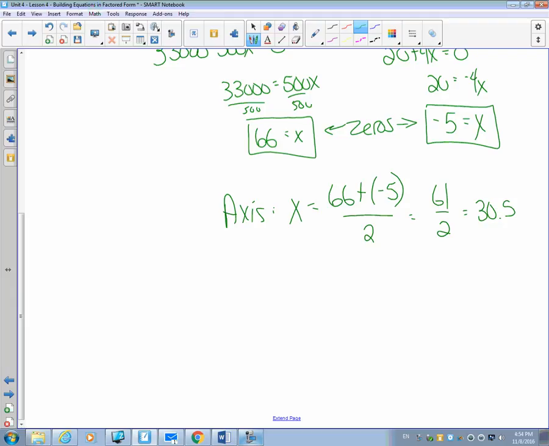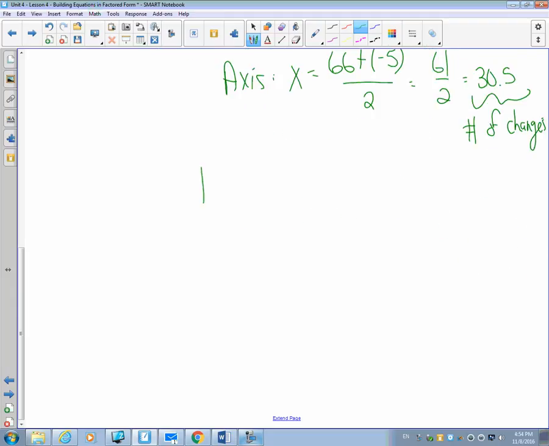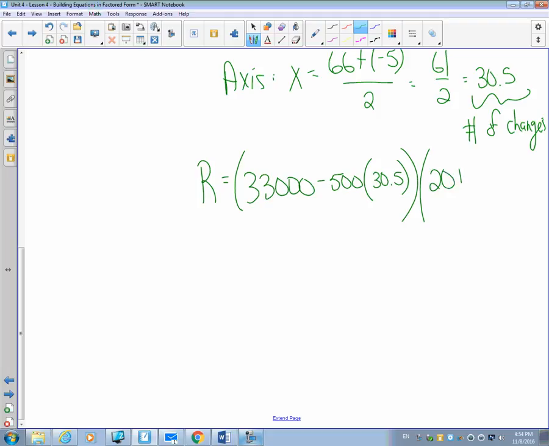What does that represent? This is my number of changes. How many times I need to change my pricing strategy? Okay, why did I want that? I want my axis so I can find my vertex. How do I get my vertex? I plug my axis back into our equation. The equation was 33,000 minus 500 times x. Oh, x is 30.5. My number of cars were 20 plus 4 times x.